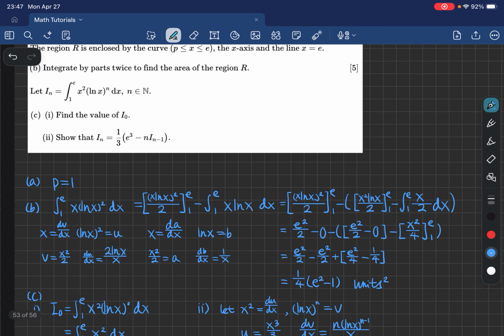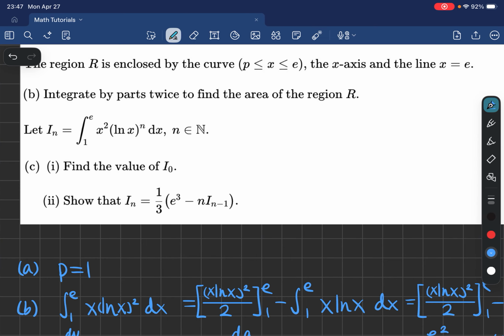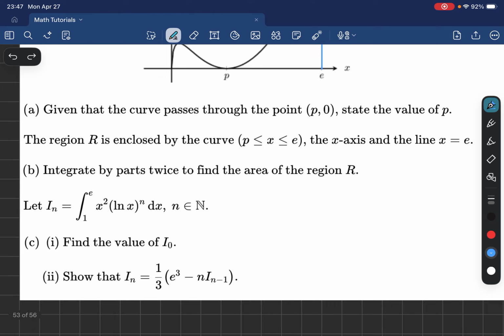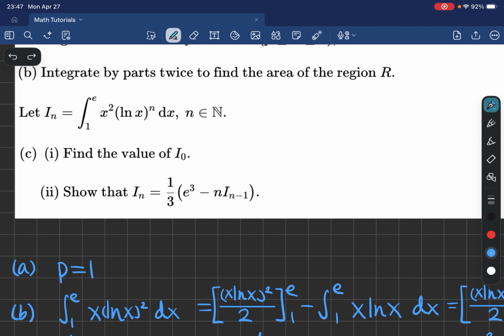So now we move on to part C. Part C is: let this integral I_n equal this thing. Remember, the little difference now is that this is x to the power of 2. However, originally it's just x to the power of 1. So that's something not to forget. n is just a natural number, and we want to find what the integral is when n equals 0.